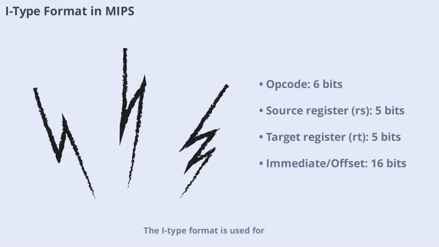The I-type format is used for instructions involving immediate values or memory access. It includes fields for the opcode, source register, target register, and a 16-bit immediate value or address offset. This format is versatile, supporting a wide range of operations from arithmetic to data transfer.